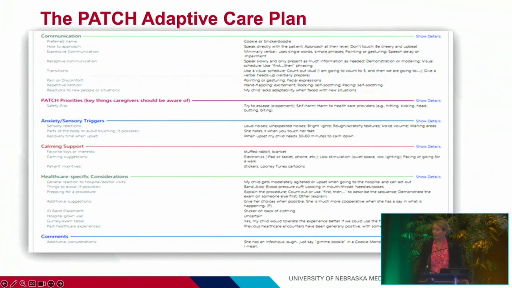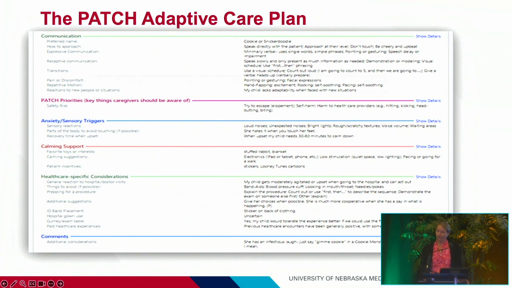So this is what the format is of our adaptive care plan in our electronic health record. The information for this plan is gathered via an email or a structured interview by our Child Life personnel. The key elements of the adaptive care plan are, it discusses the communication, how the child prefers to be communicated with, how they experience receptive and expressive communication. It also identifies priorities. This is most often things that can be potential safety concerns.